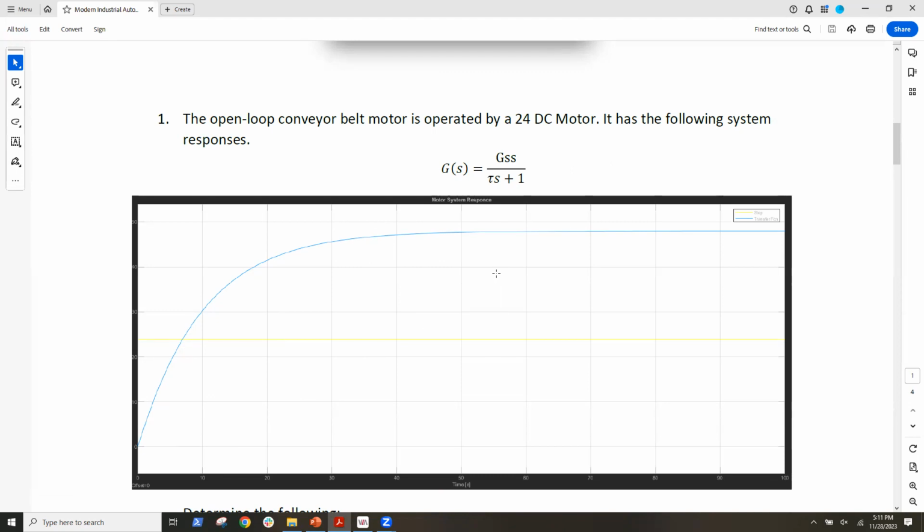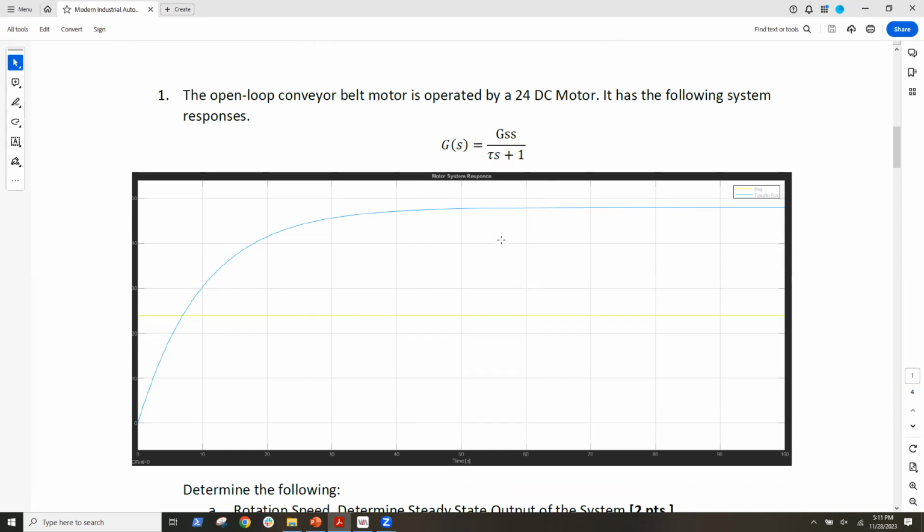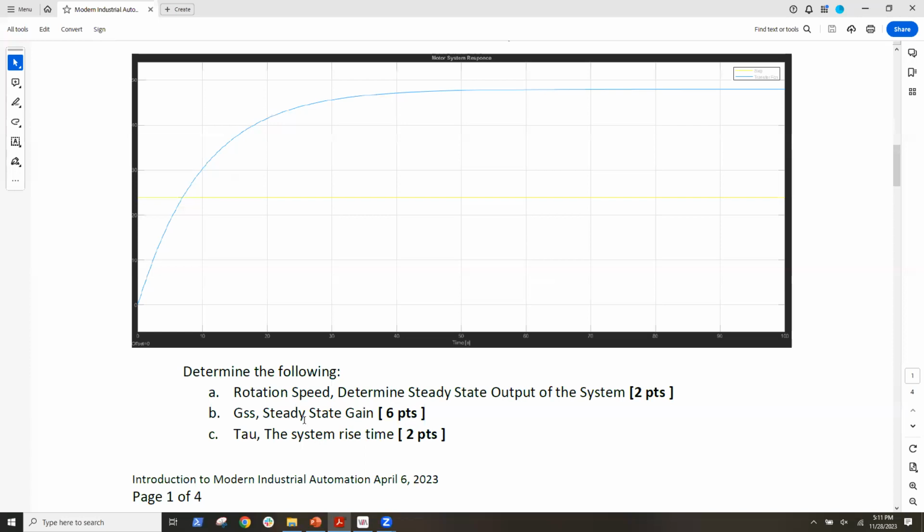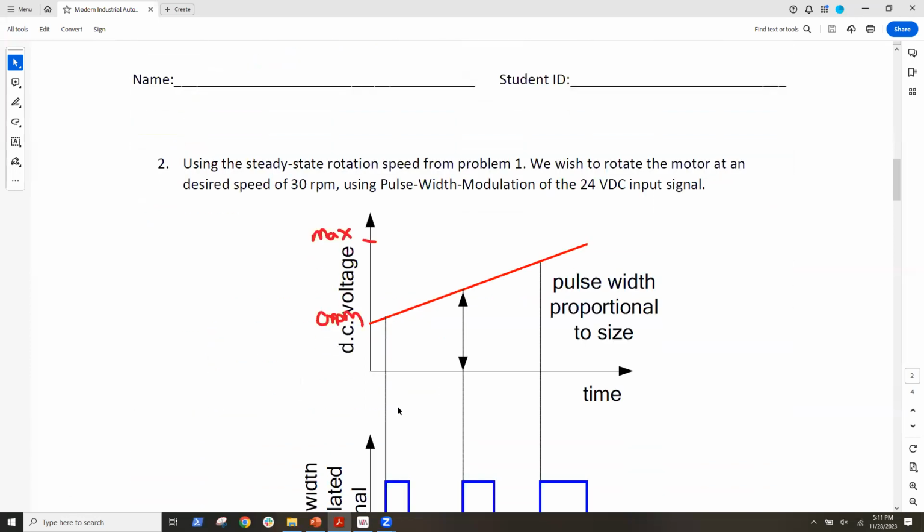Things such as knowing that it needs to be 63.2%. Can we have that on our note sheet? Yep. Okay. If we can't memorize that, then that might be one you put on there. Yep. But tau is always going to be 63.2% of the GSS. And so that's the steady state gain, the tau of the system.